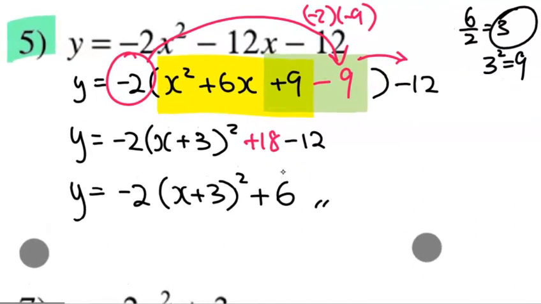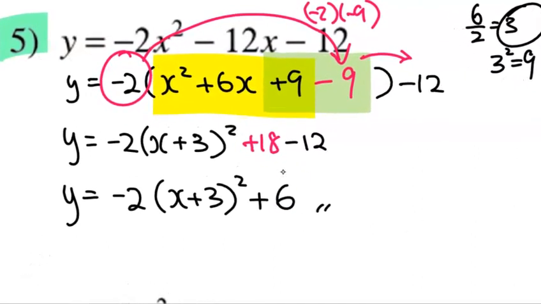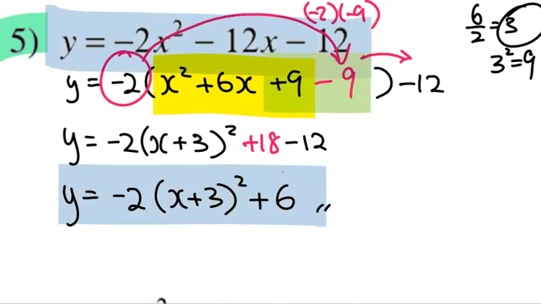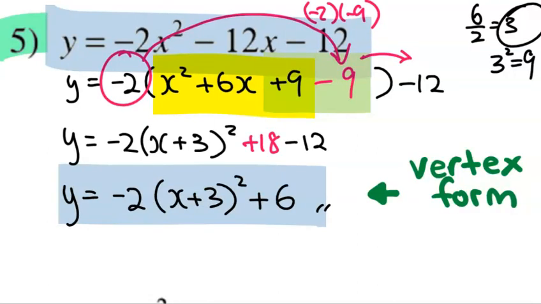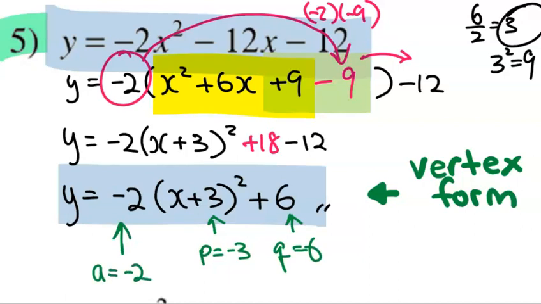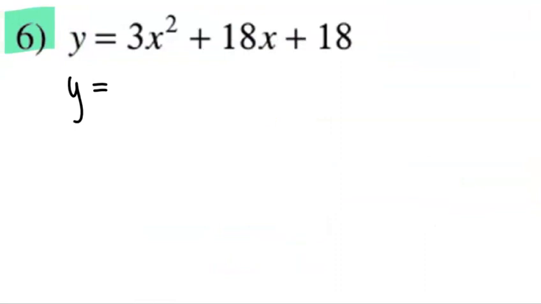The question does not ask you to pull any other information from here, but once you do have this, you've turned something from general form into the vertex form. And the way you've done that is by completing the square. And you have a few pieces of information you can now pull out. First being the p value. P here is equal to -3, and the q value, that here being 6, as well as the vertical stretch factor, which is -2. Let me take you through a second example in question 6.